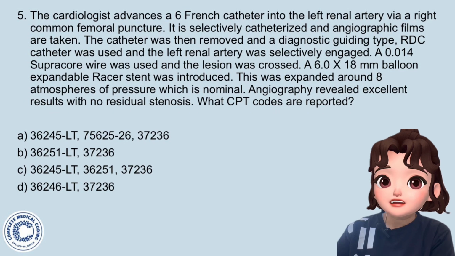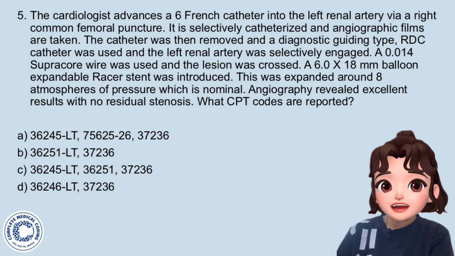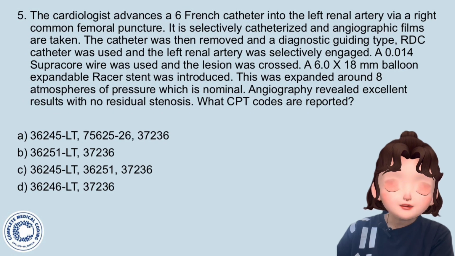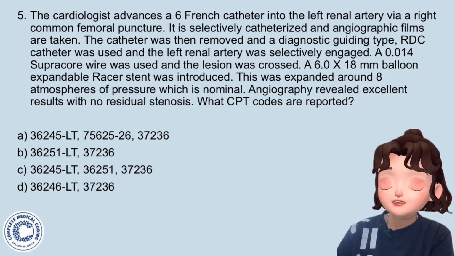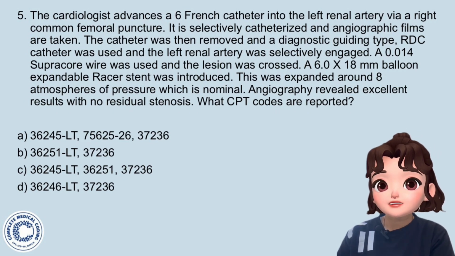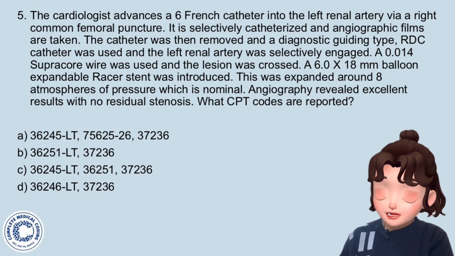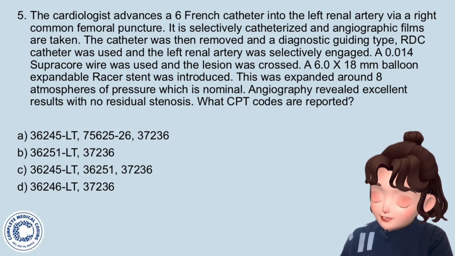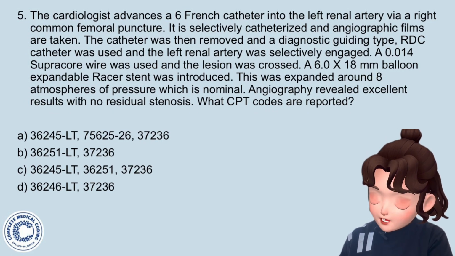Still, let's look into the other code. Since this is a left renal artery, you have to append modifier LT, because the code just mentions first order main renal artery. It doesn't mention left artery, so you have to code it with modifier LT. And what is 37236 along with that code? 37236 is transcatheter placement of an intravascular stent. Yes, a stent is also placed, right? That also you need to code.